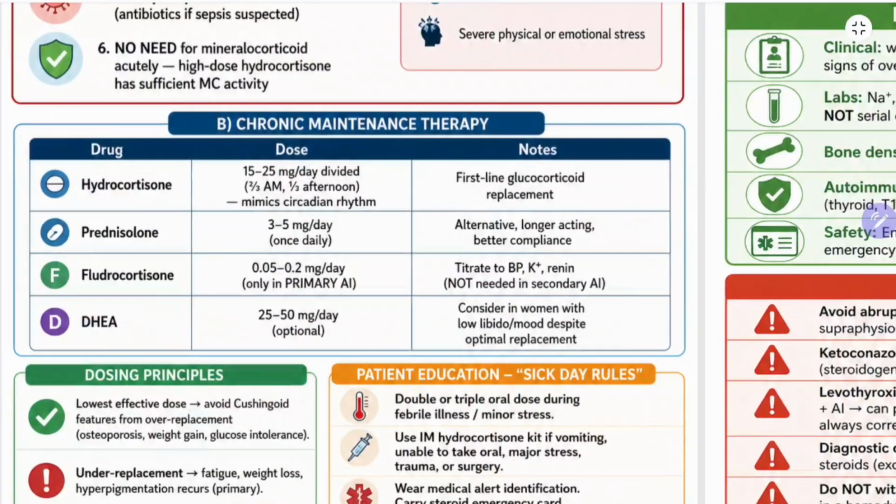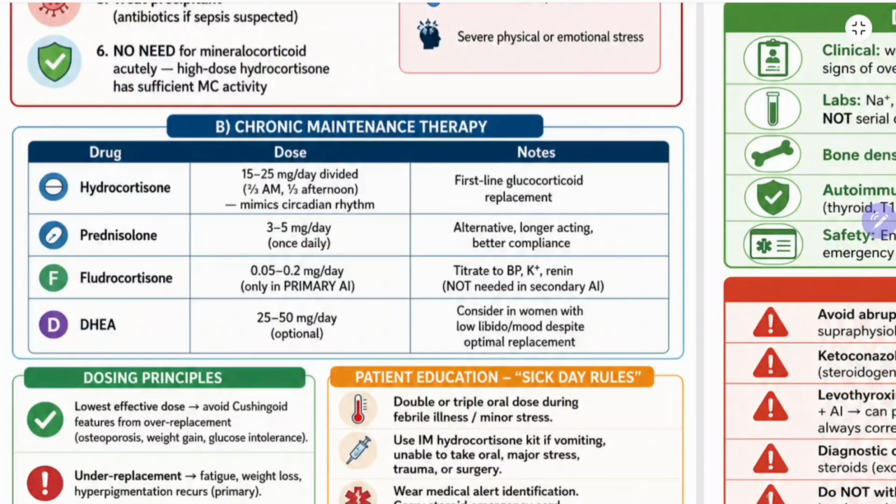Then after you stabilize the patient comes the chronic maintenance therapy, or if a patient is diagnosed with chronic AI, then this is the therapy. Hydrocortisone or prednisolone can be given orally. Hydrocortisone is given as 15 to 20 mg per day. 2/3 of the dose is given in the morning and 1/3 in the afternoon. This mimics the circadian rhythm. This is first line glucocorticoid treatment.